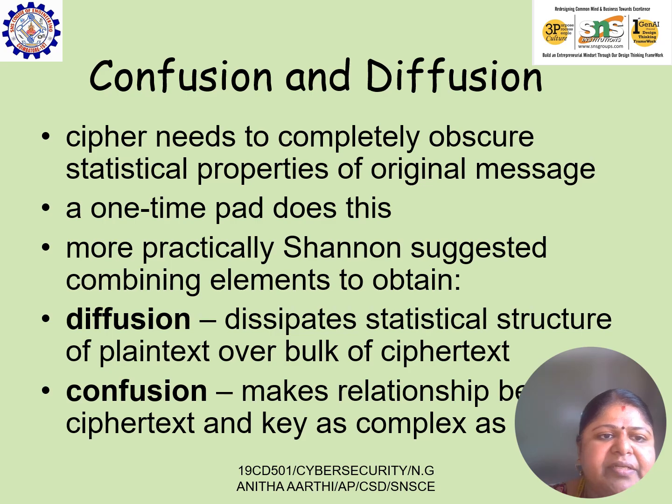Hello all, we'll see the content on confusion and diffusion techniques, which is used in block cipher encryption techniques. A cipher needs to completely obscure the statistical properties of the original message, and for example, the one-time pad does this effectively. More practically, Shannon suggested combining the elements to obtain the diffusion and confusion pattern. Diffusion dissipates the statistical structure of plain text over the bulk of the ciphertext. Confusion makes the relationship between ciphertext and key as complex as possible.